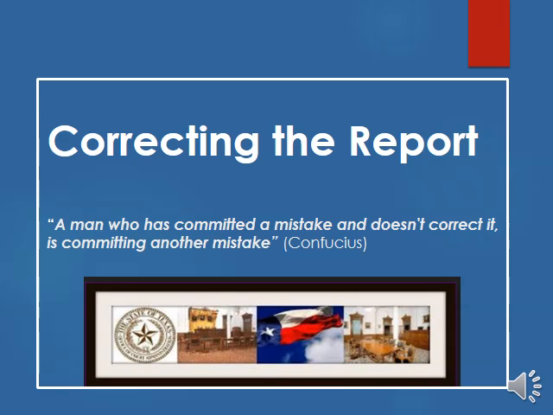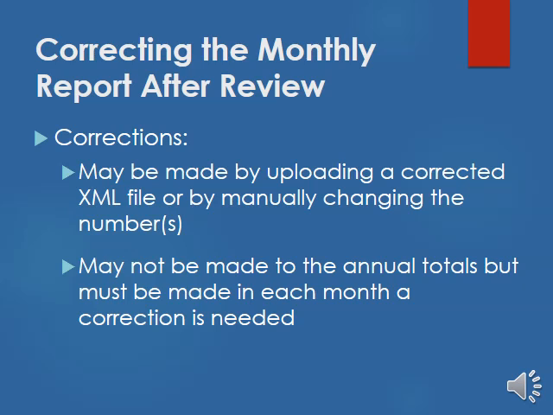So now I'd like to go over how you will make the corrections to the reports. Regardless of how the report was originally submitted, corrections may be made either by uploading a new XML file or by manually changing the numbers. And as just discussed a moment ago, remember that you must make the corrections to each month. There is no way to make changes to a combination of months.